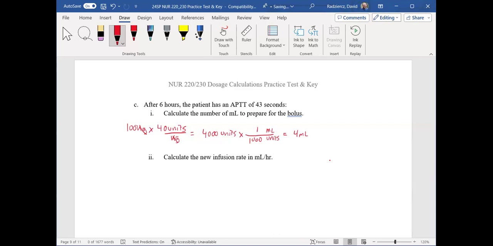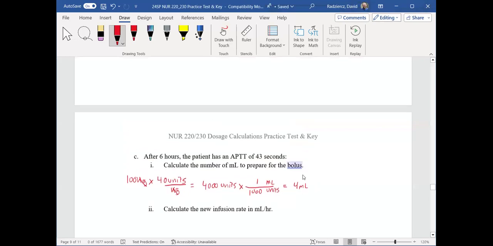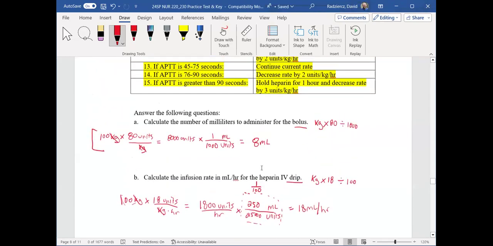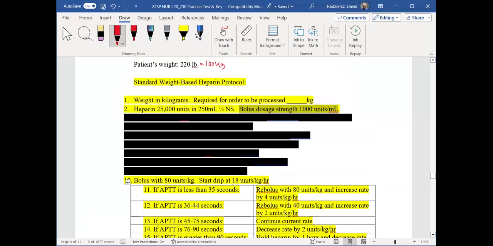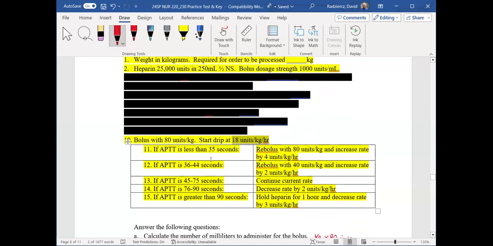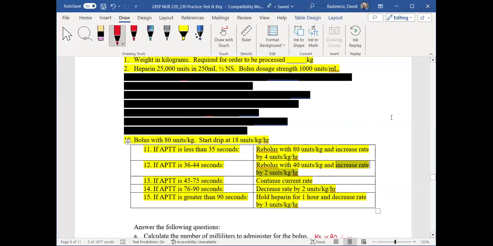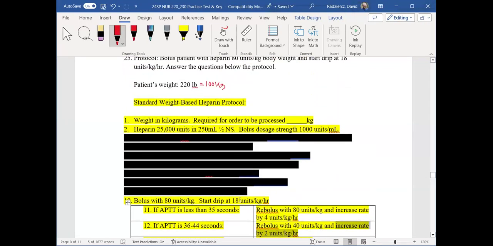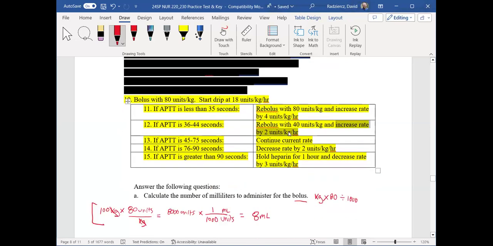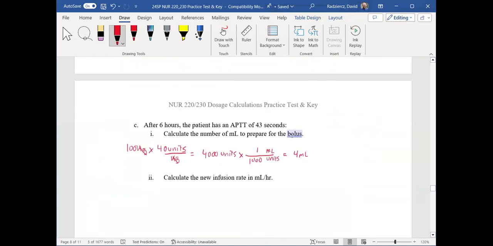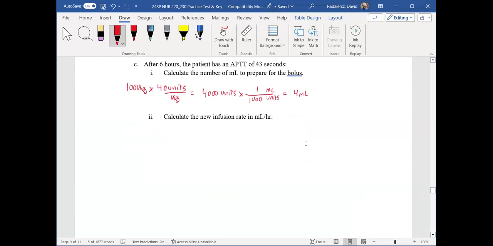All right. Then it says calculate the new infusion rate in milliliters per hour. So what was our original infusion rate? Our original infusion rate was 18 units per kilogram per hour. If my APTT is 43 seconds, it tells us to increase the rate by 2 units per kilogram per hour. So what is my new infusion rate? If my original was 18, and then it says to increase it by 2, now it's going to be what? 20 units per kilogram per hour.